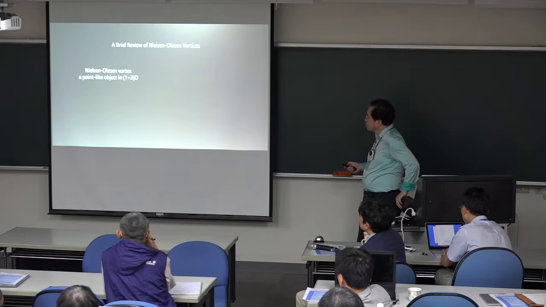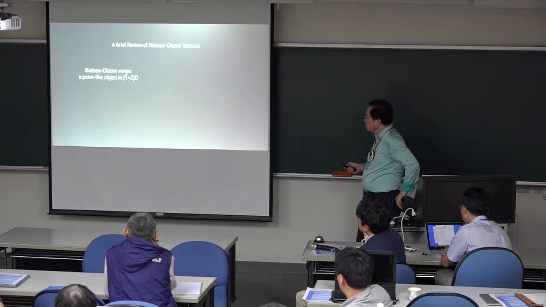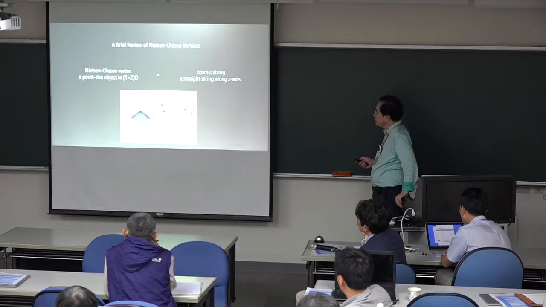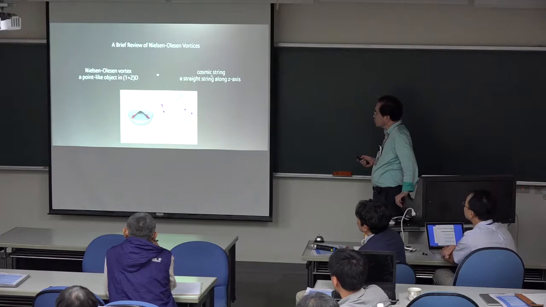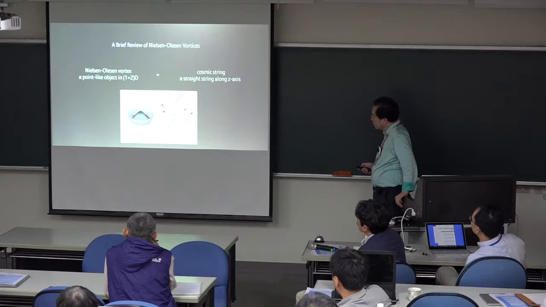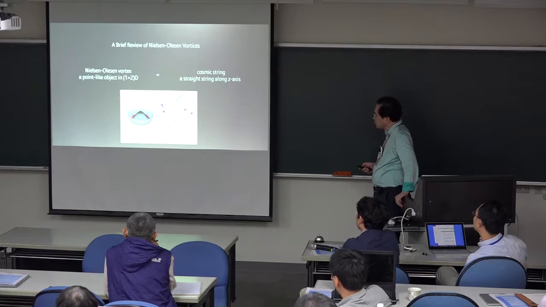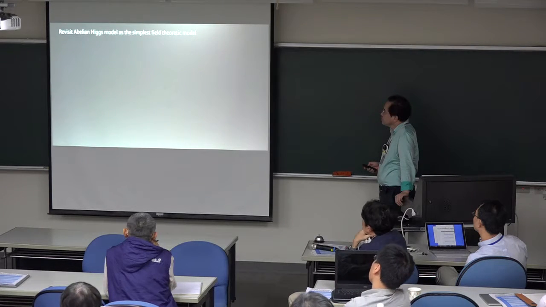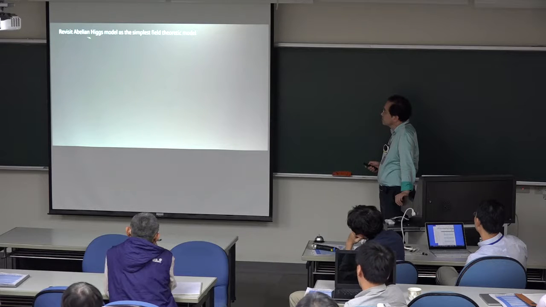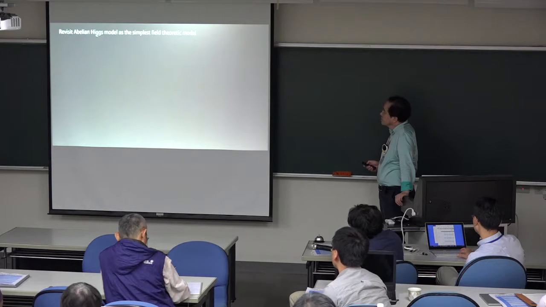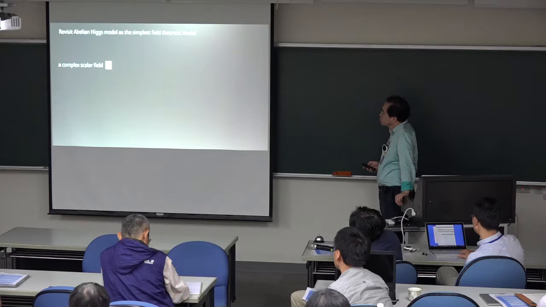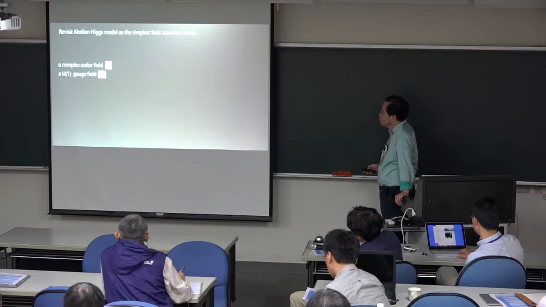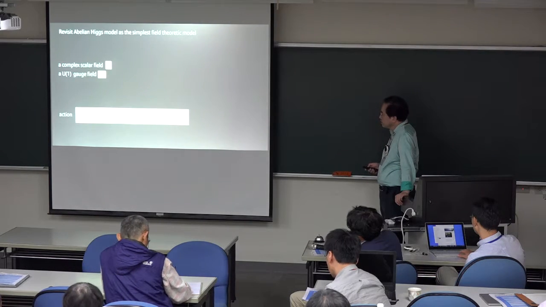So the Nielsen-Olesen vortex is a point-like object in a plane, which is a stringy object, a small one. This cosmic string can be studied as a point-like object in a plane. The simplest model of these vortices is the abelian Higgs model. So we have a complex scalar field and a U(1) gauge field with a Higgs mechanism here.